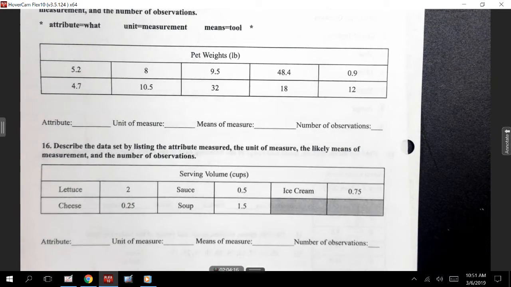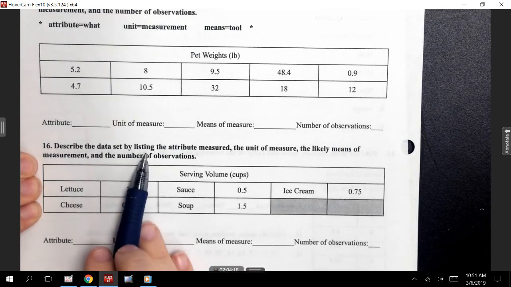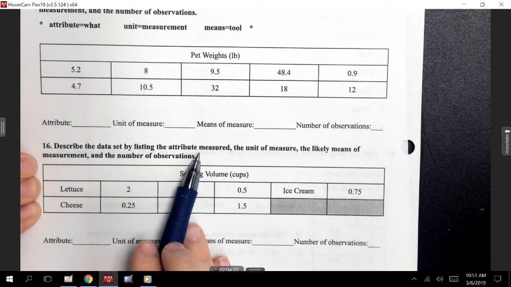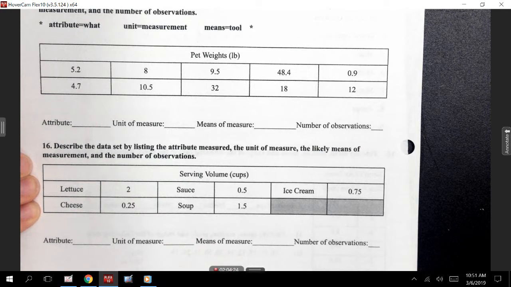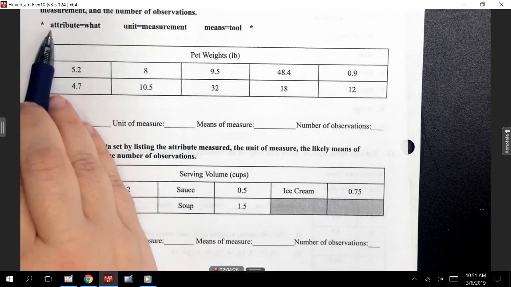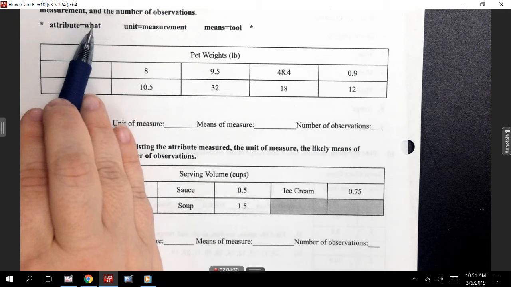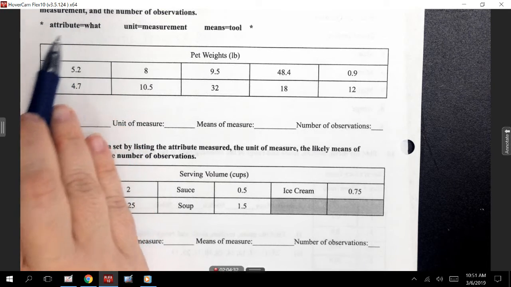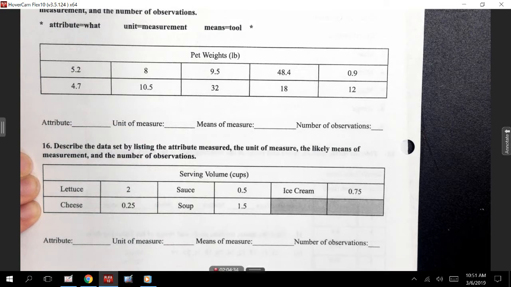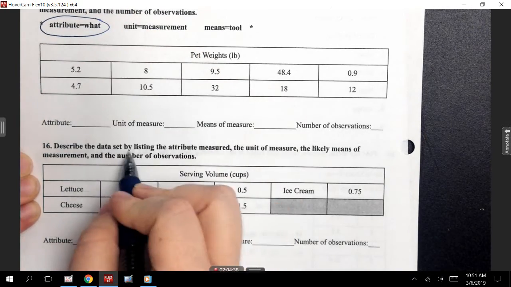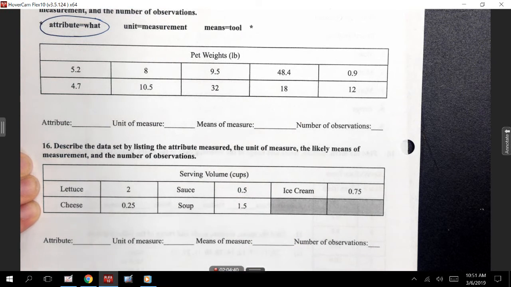On number 16, it says, describe the data by listing the attribute measured. Now you'll notice on the front I've added that word, and I'm going to give you the definition. If you look up here at 15, do y'all see that? It says attribute equals what? That means what is the information talking about? So when we say list the attribute, we're talking about what the information is. Are y'all okay with that?